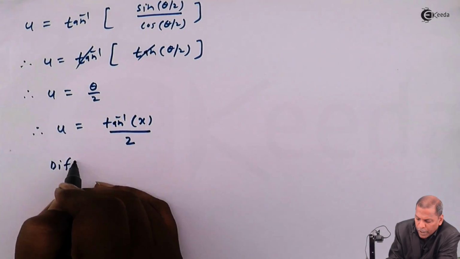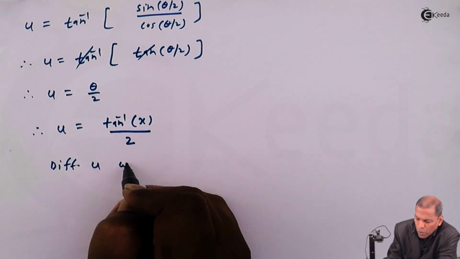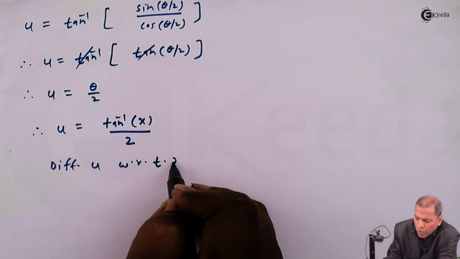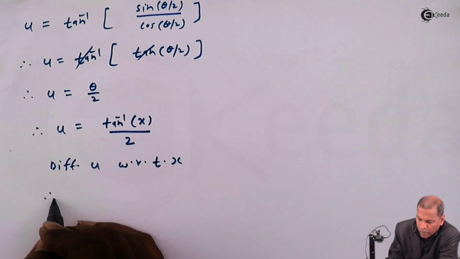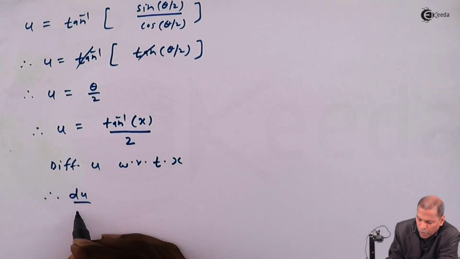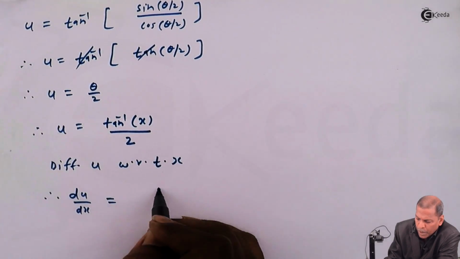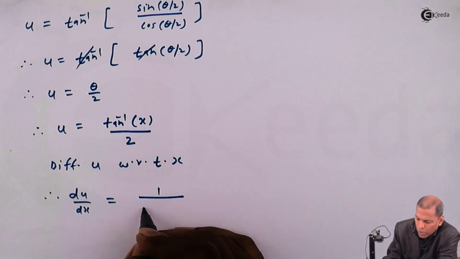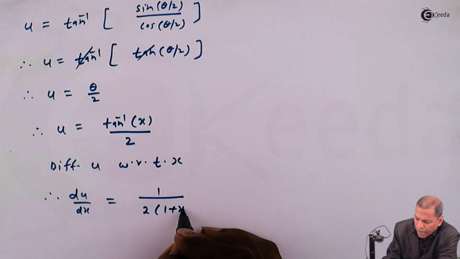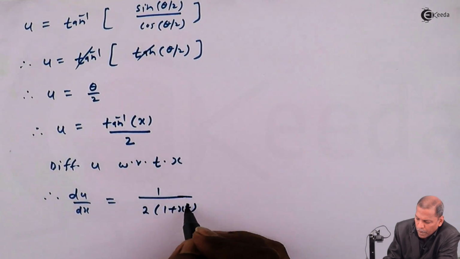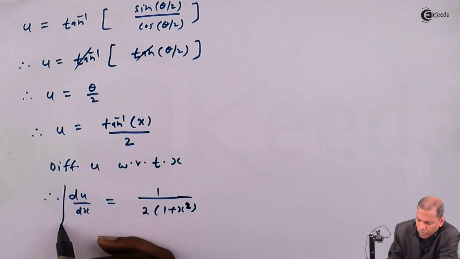Now differentiate u with respect to x. So we get du upon dx is equal to 1 upon 2 into (1 plus x square).